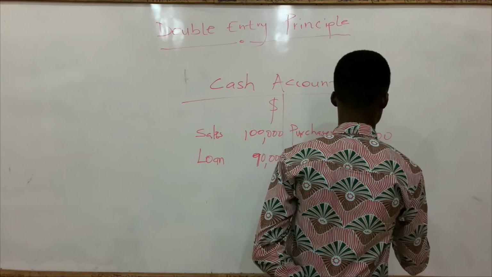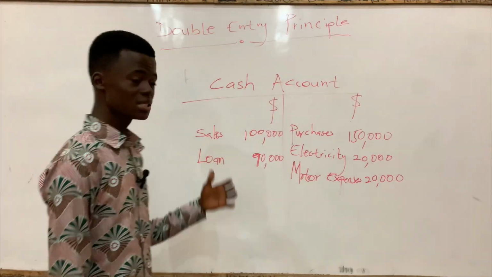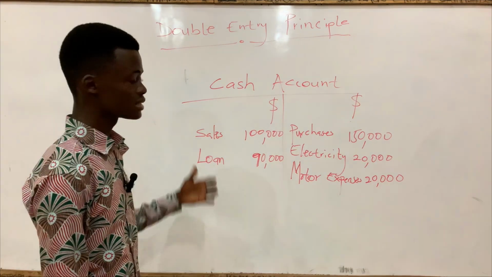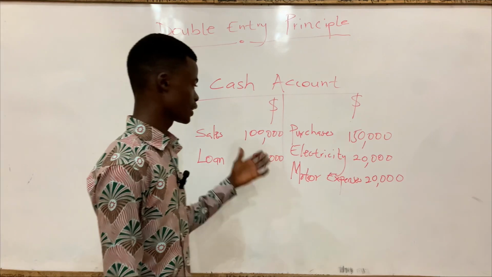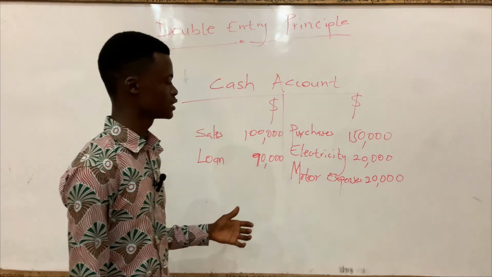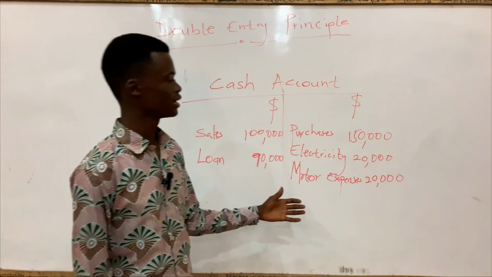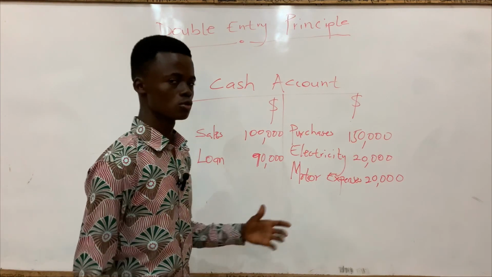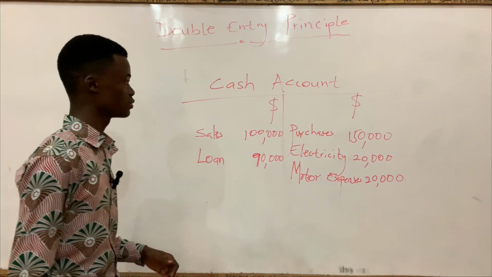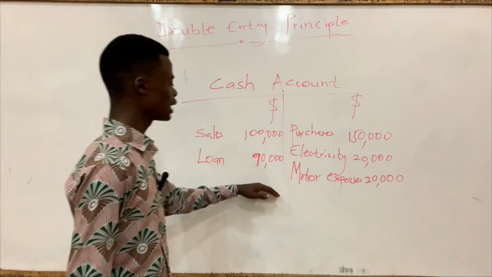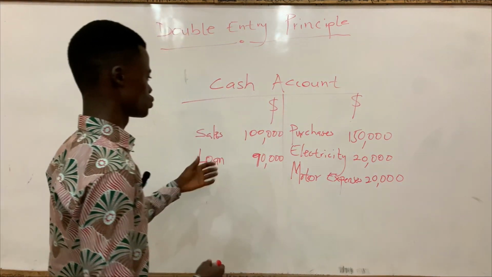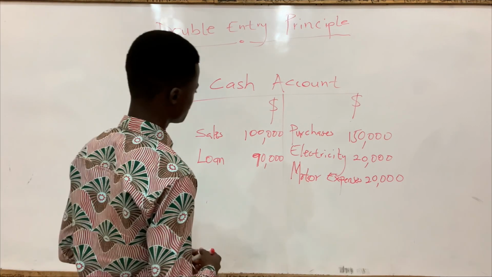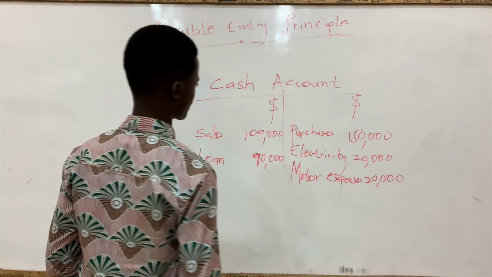for, let's say, $20,000. When we say the total debit entries, it means the summation of all the debit entries of the account, and the total credit entries is also the summation of all the credit entries of the same account. So to balance off an account is to ensure that the total debit entries agree with the total credit entries. So now let's sum up all our debit entries and our credit entries.